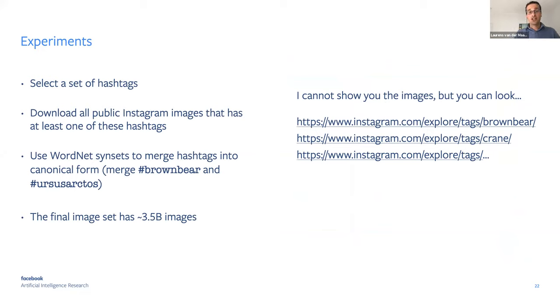I can actually not show you the images, but you can have a look at them yourself. If you go on Instagram, you can search for hashtags. So you can search for, let's say, hashtag brown bear or hashtag crane, and you'll get a good sense for what the training data looks like. And what you'll see is that the training data is incredibly noisy. There's going to be some brown bears, but there's going to be lots of other stuff.